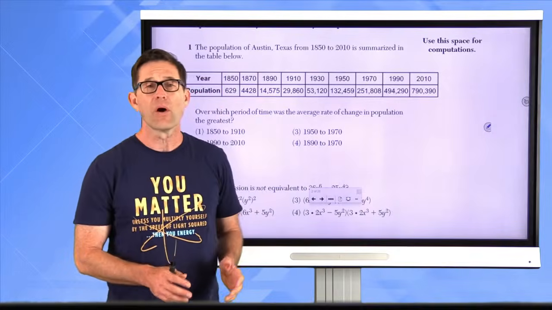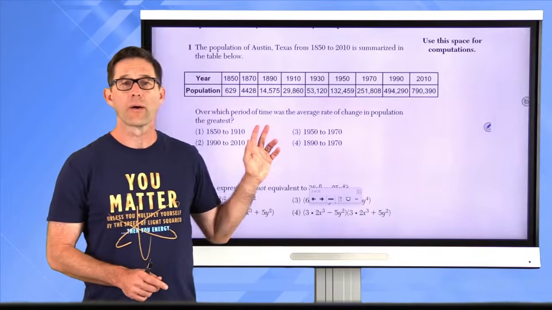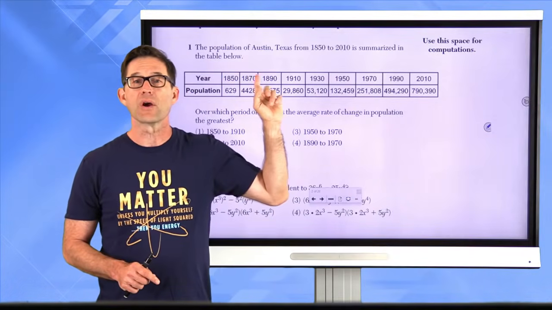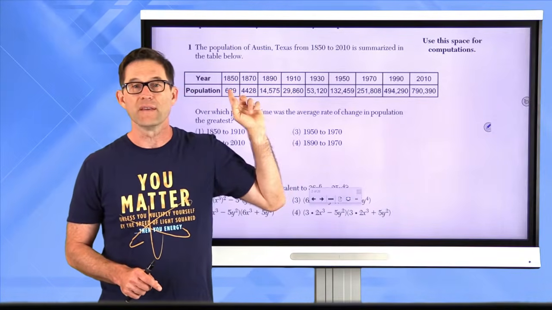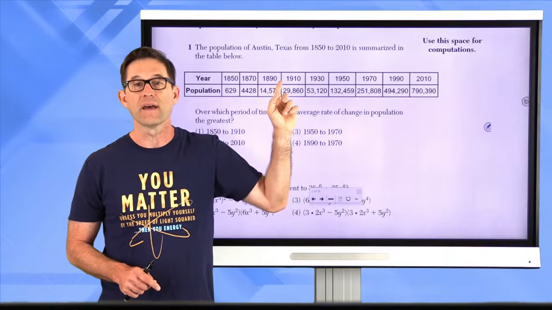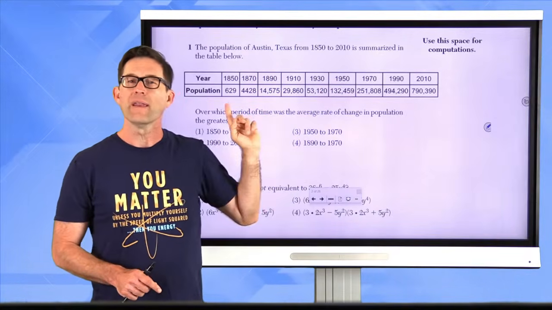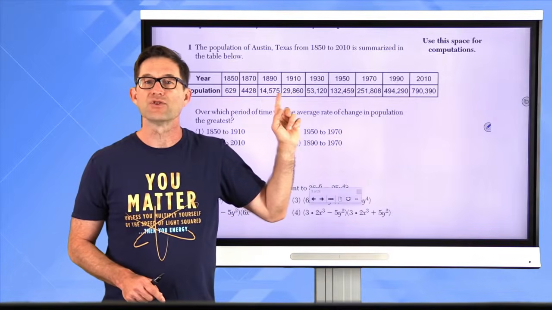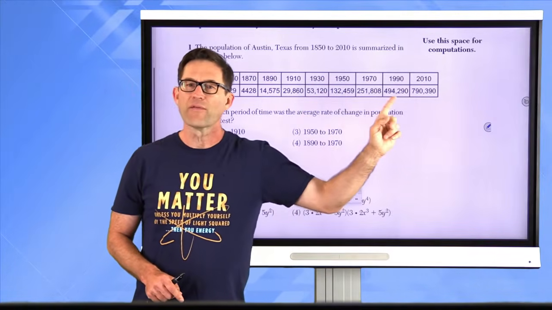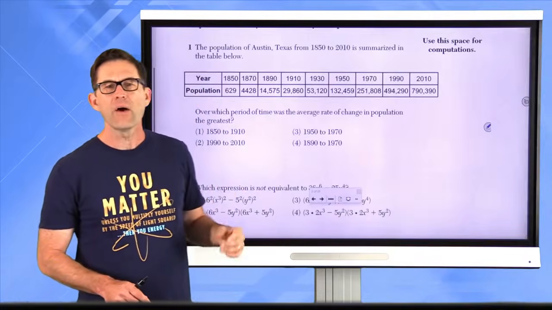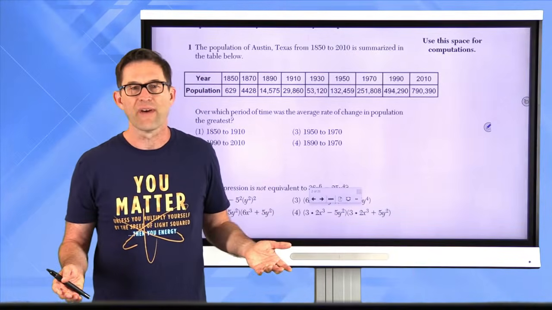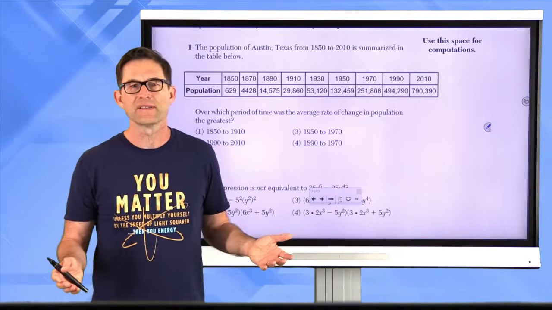Before we launch into this, let's take a look at our table. One thing I notice is that the years are going by 20-year intervals: 1850, 70, 1890, 1910, etc. And like most population trends, the population is growing, and it's growing faster all the time. They give us all these intervals, and they want to know when the population is changing the fastest. That's what it's asking for.